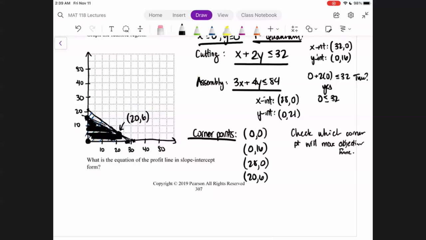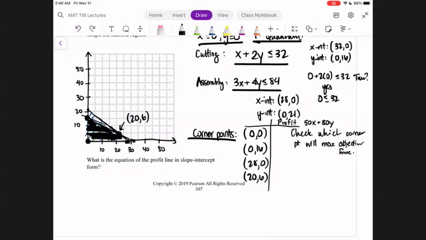So you're going to check each one, and over here, I'm just going to make a tiny table right here. I'm going to put profit. So remember that equation was 50x plus 80y. So you would just check each one, right? So for like 0, 0, I'm going to erase this here. So you want to check each one.